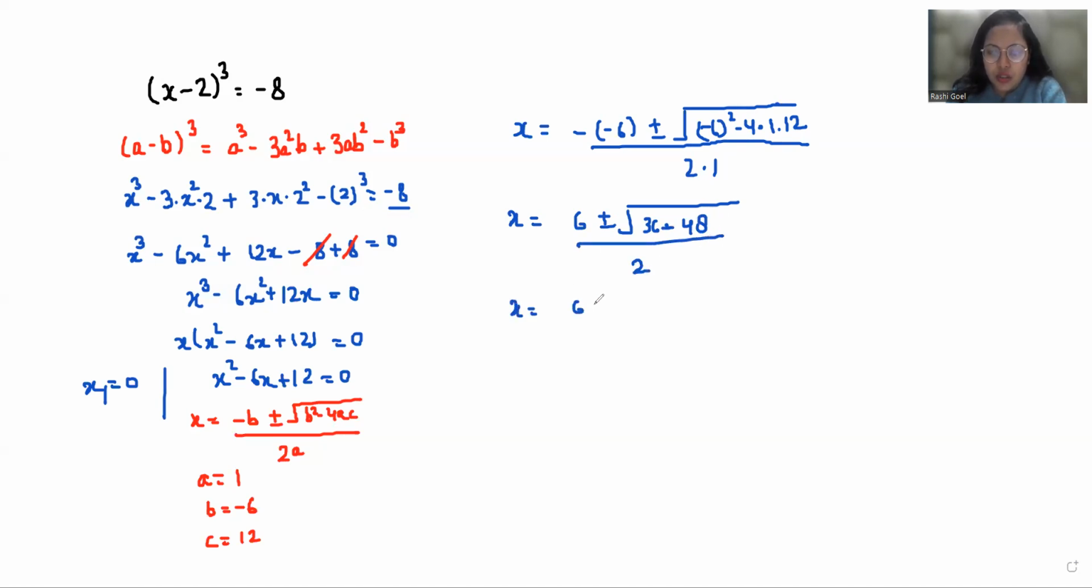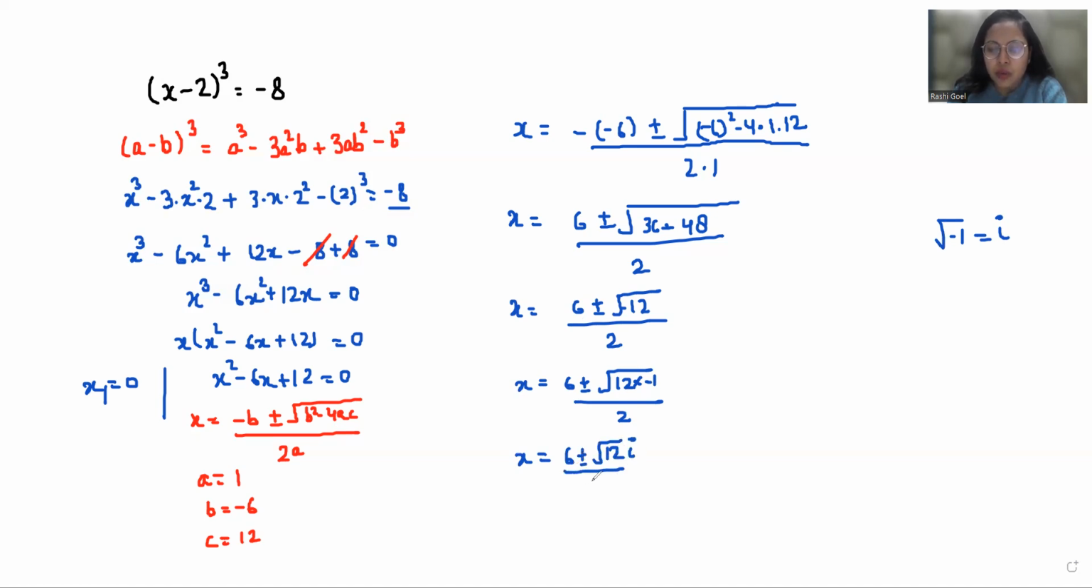So x is equals to 6 plus minus under root 12 with negative sign by 2, and under root negative 1 is iota. So x is equals to 6 plus minus under root 12 times negative 1 by 2. So x is equals to 6 plus minus under root 12 iota by 2. Under root 12 we can write it as 2 root 3. If I take 2 as common from the numerator, so x is equals to 3 plus minus under root 3 iota by 2. We can cancel out.